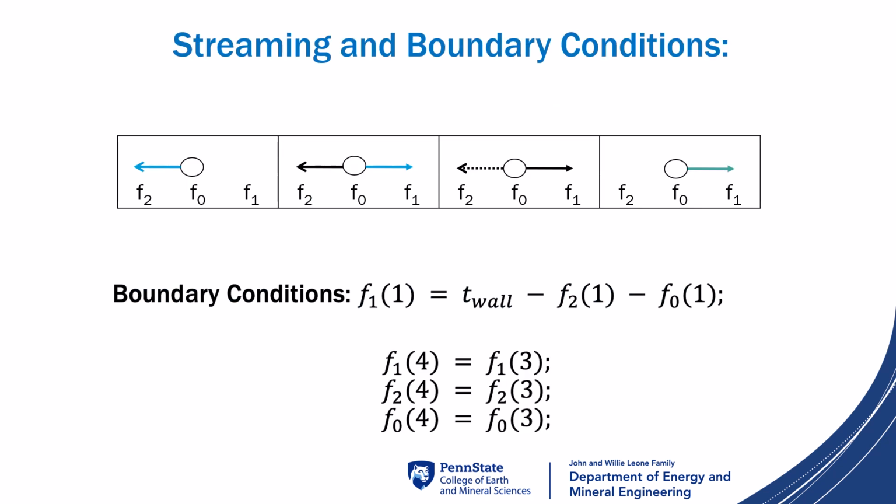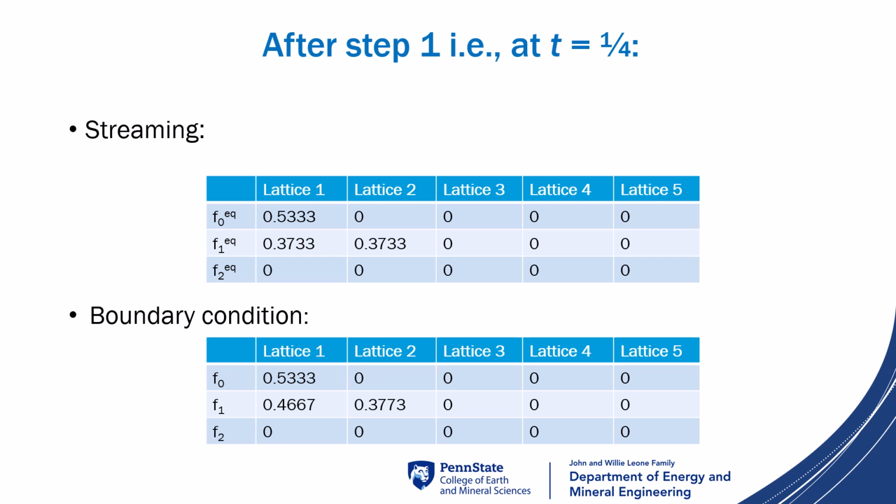In the streaming step, F1 star hops to node 2, while F-1 star would hop out of the domain, so it reflects back in, and F0 star stays put. We then reapply the inlet thermostat and reflect at the outlet, preserving energy and enforcing physical constraints. Following streaming and boundary enforcement, our lattice has new Fi values at each node, ready for macroscopic reconstruction.